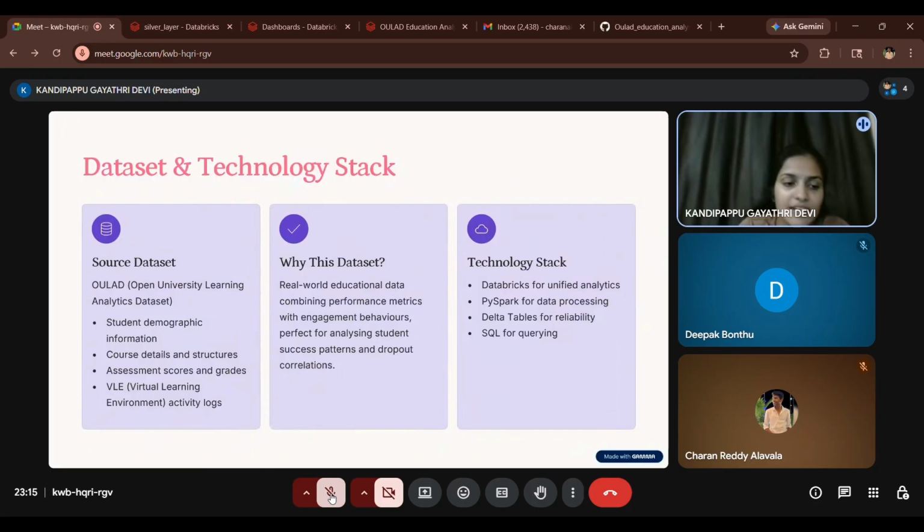Our project domain is related to education analytics. This is important because nowadays online learning is increasing, dropout rates are high, and institutions need data-driven insights. The main technology stack used here is Databricks, PySpark, and Delta tables for reliability, and SQL for some querying.